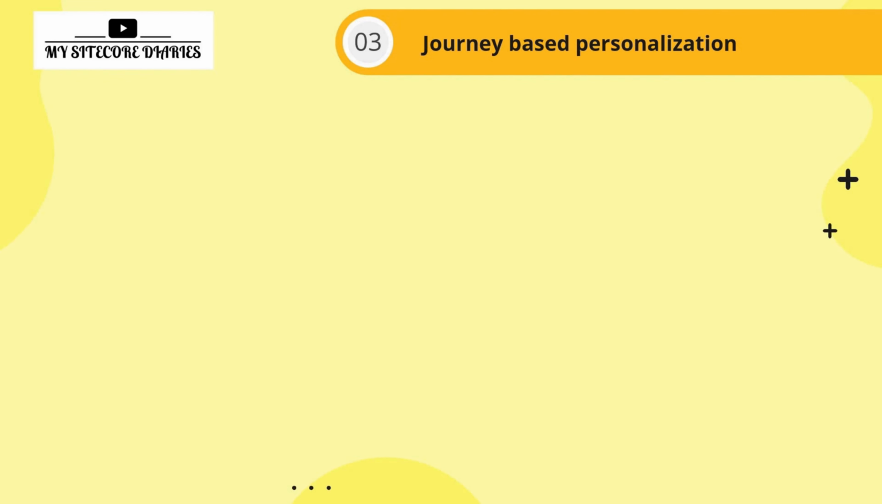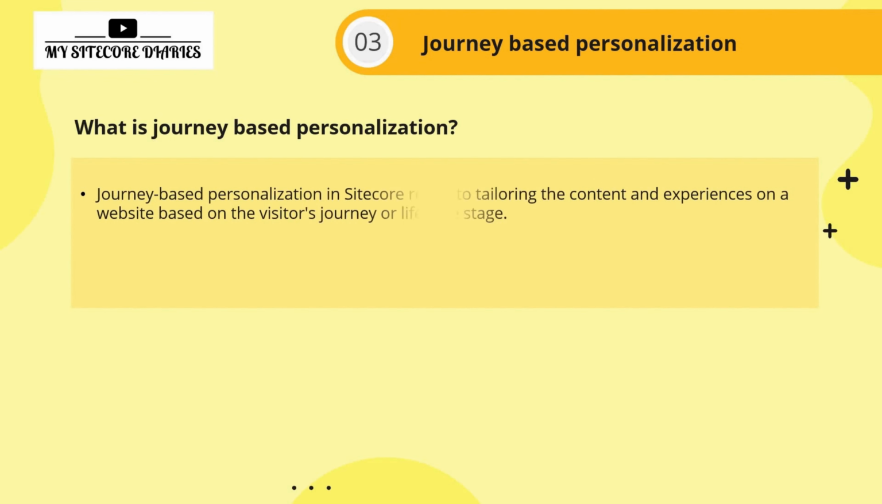Now let's see journey based personalization. What is journey based personalization? Journey based personalization in Sitecore refers to tailoring the content and experience on a website based on the visitor journey or lifecycle stage. Now, what is visitor journey?